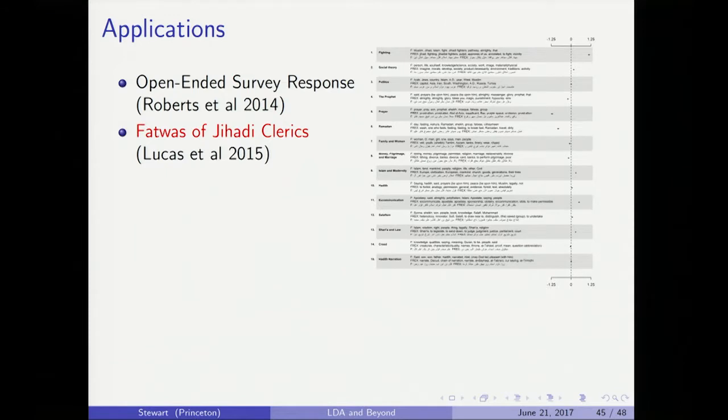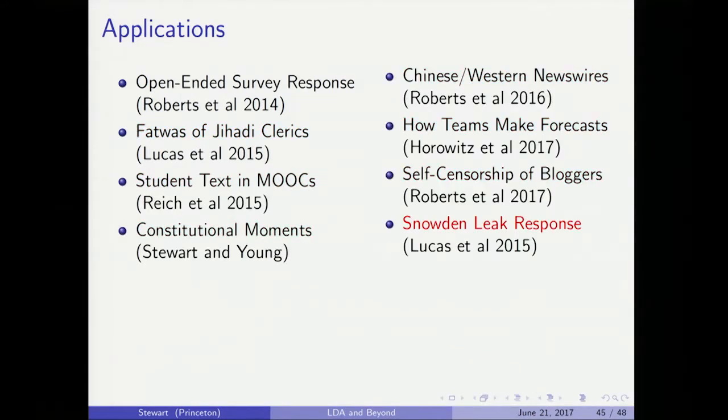It gives us a way of contextualizing, and in this paper we also look at correlation patterns, like what kinds of topics show up together. The thing that I'm really excited about, and I'll just say very quickly, is that we've done a bunch of these things, but there are also a lot of applications happening outside our group.